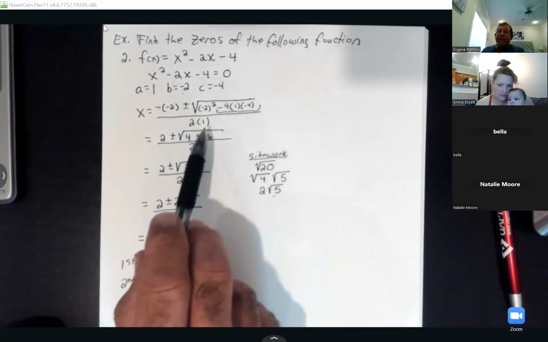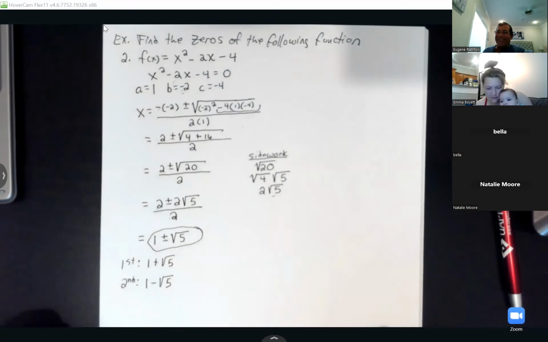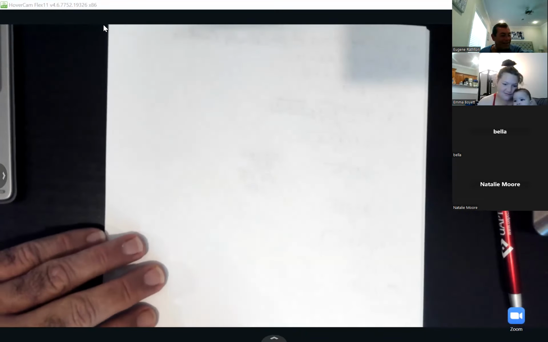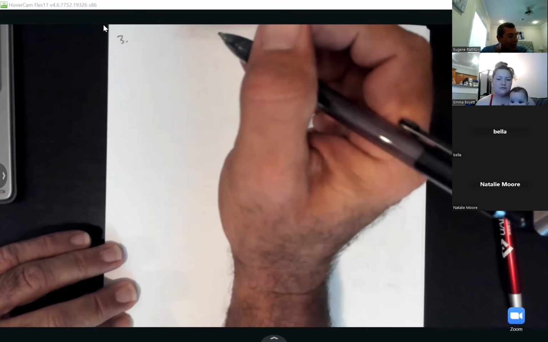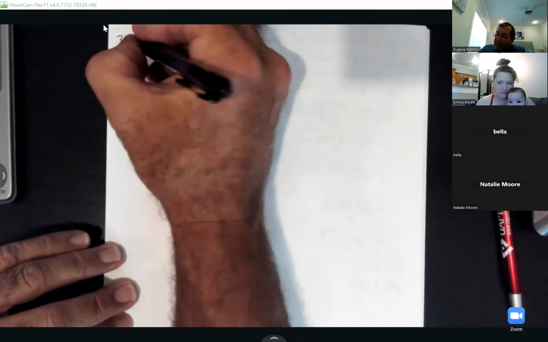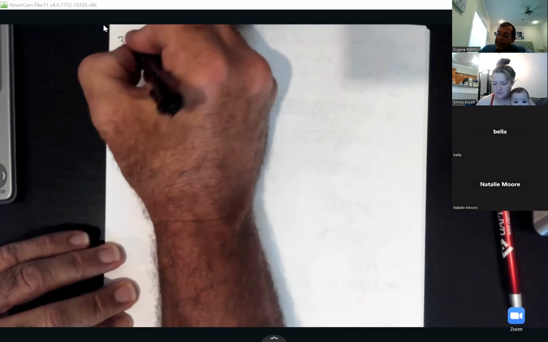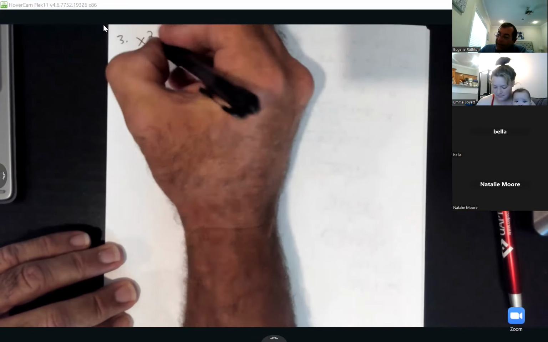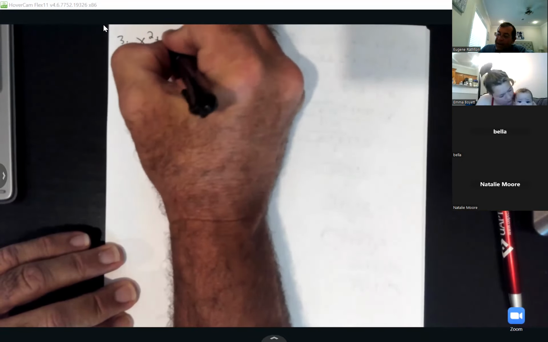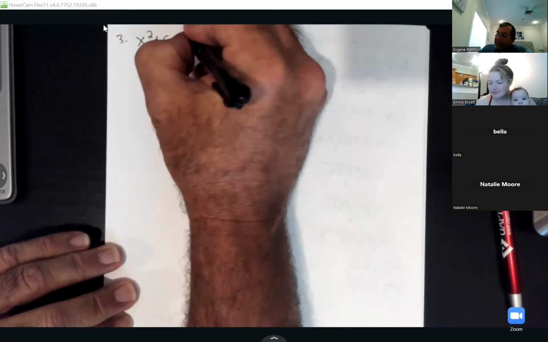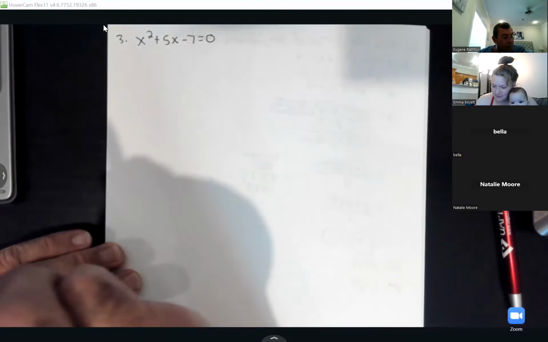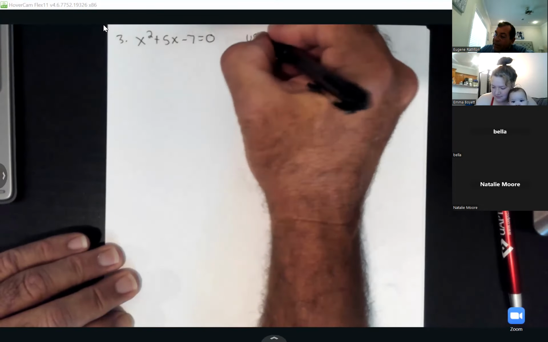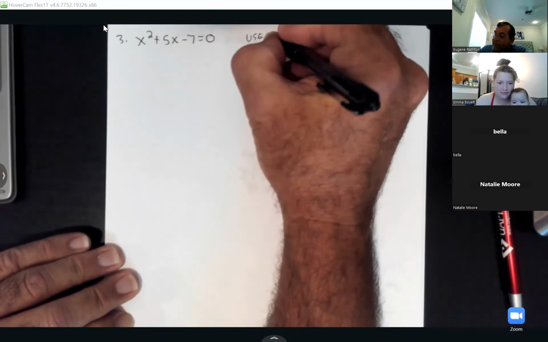So this is doing some math here, right? All right, y'all. So the rest of these are going to be just using the quadratic formula. So find the zeros of this function. I got x squared plus 5x minus 7 equals 0. Now, y'all, this one wants me to use exact answers.